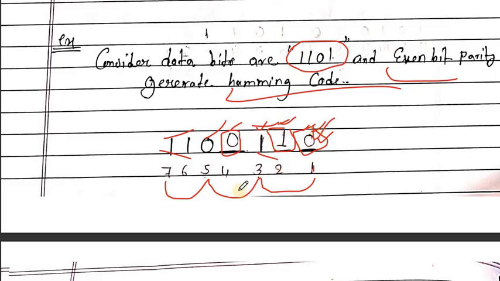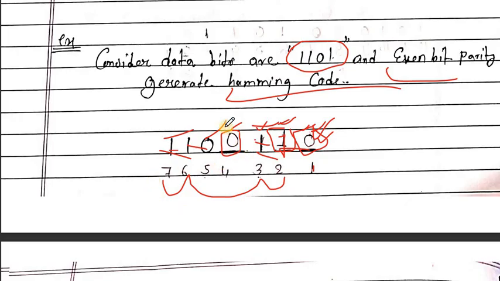Now for R2, the second place parity bit, we should follow this. For R2 we count the number of ones in places 3, 6 and 7: 1, 2, 3. There are 3 ones. So this is odd, so we make it even. So we place 1 here.